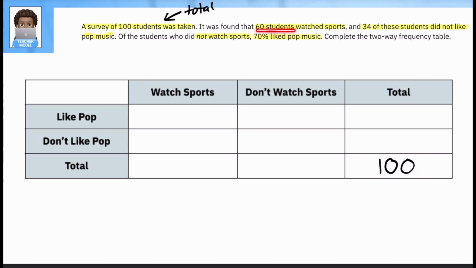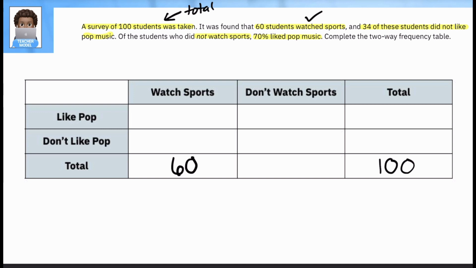It's found that, let's look at our second clue here. 60 students watch sports. So I'm going to go to watch sports. If I put 60 here, it means that 60 kids watch sports and like pop. I don't have that information. I only have that they watch sports. If I put it here, it would mean 60 students watch sports and don't like pop. Again, that's not confirmed. So I'm going to put the 60 here because this represents all the kids that watch sports. That's my second clue.